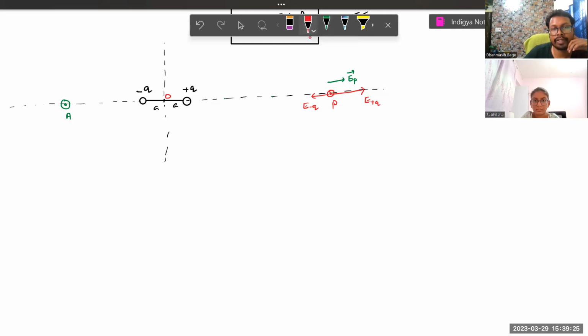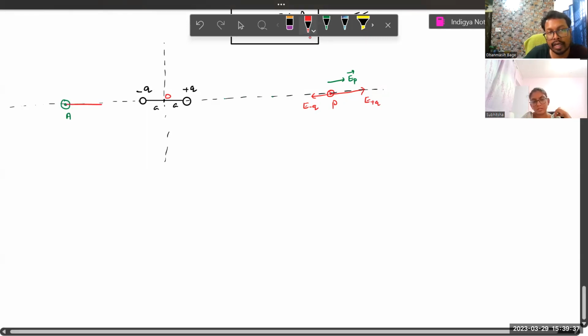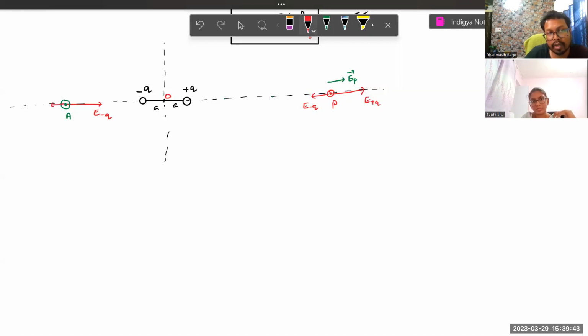Net electric field is in which direction? That's right, to the right. Why? You see that this point A is closer to minus Q, so the net electric field will be greater. And due to plus Q, this will be smaller, right? It is still in this direction.